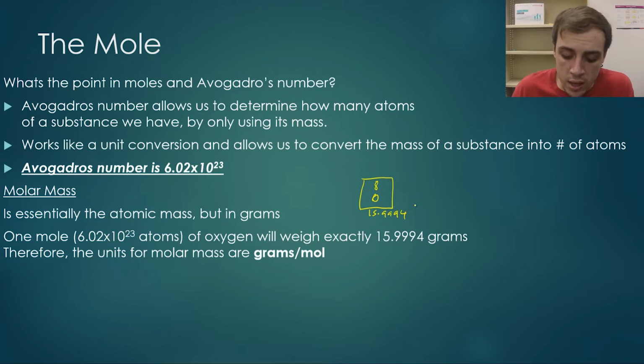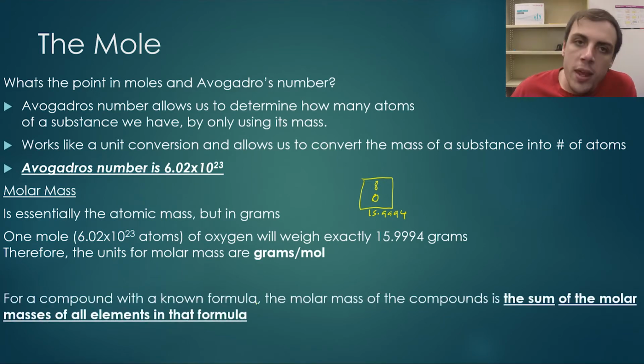It's the same with carbon. If we have a look at carbon, it has a molar mass of 12. Now, if we have a compound and we know its molecular formula, we can calculate the molar mass of that entire compound by simply adding them together. For example, if I had O2, so 2 lots of oxygen, it would be 15.9994 times 2.